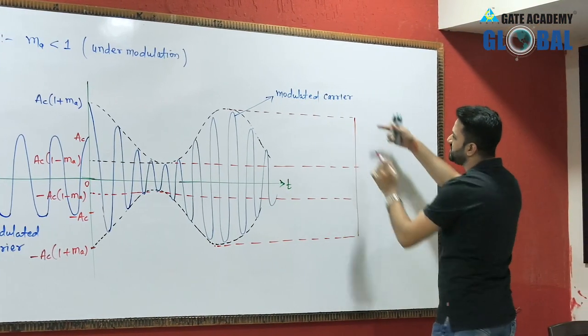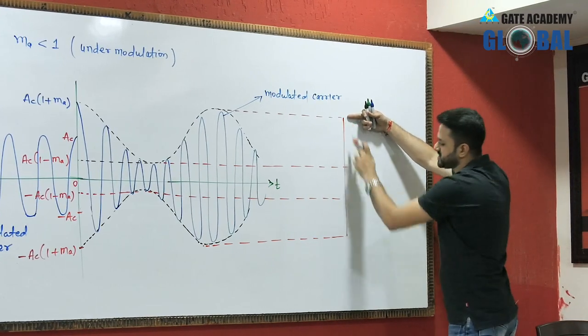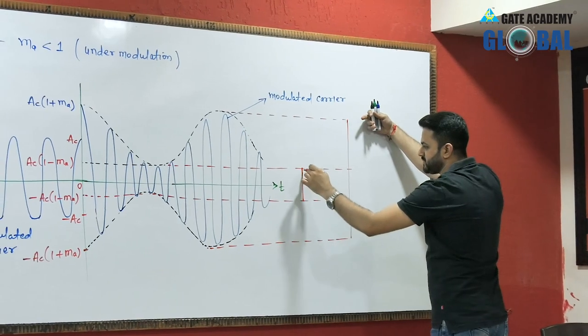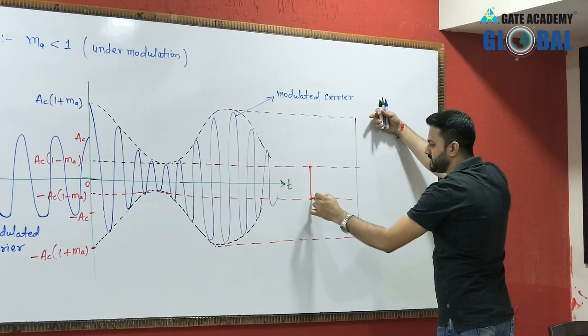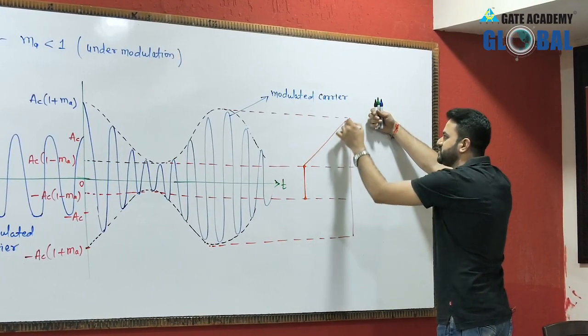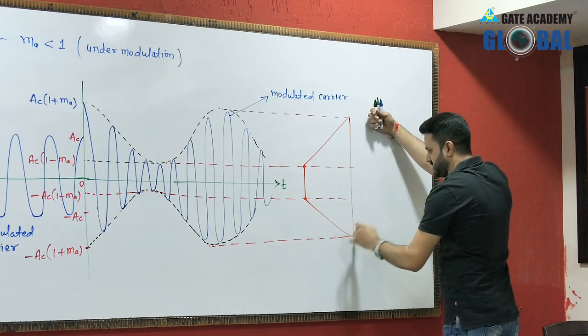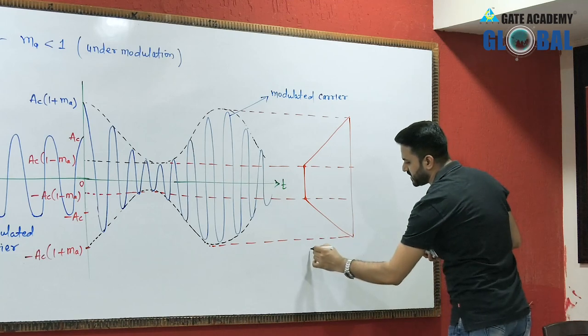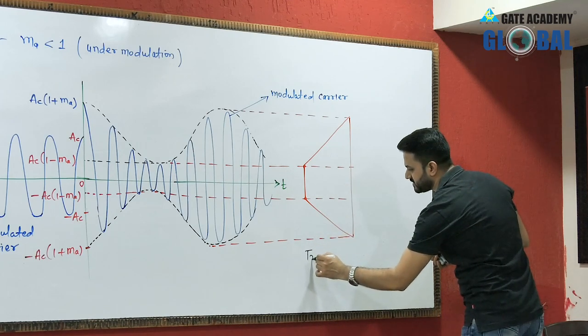Now, if we connect the peak value of the envelope on the positive side and the negative side, and the minimum value of the envelope on the positive and negative sides, and we connect these two, we get a shape like a trapezoid. So this is known as the trapezoidal pattern.